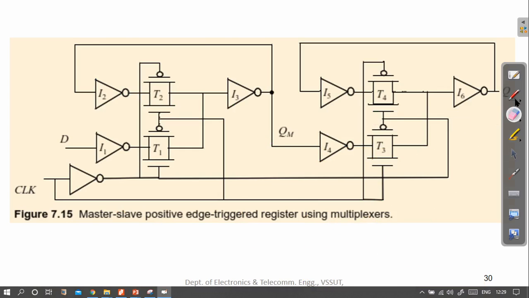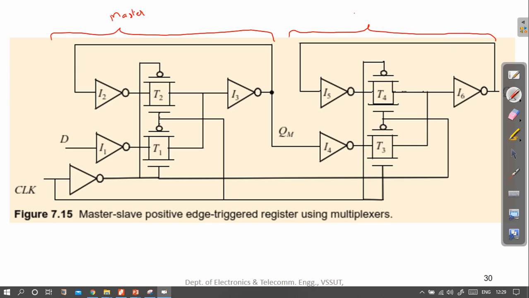And this is the transistor level implementation of the same circuit that we have just seen. This is the master stage, and this is the slave stage right here. We had seen this, this is the positive latch, and this is the negative latch. So earlier it was represented in terms of block diagram, now it is in terms of transistors.